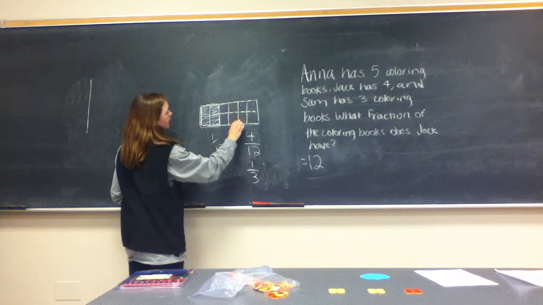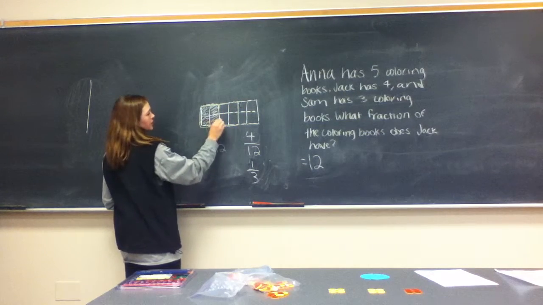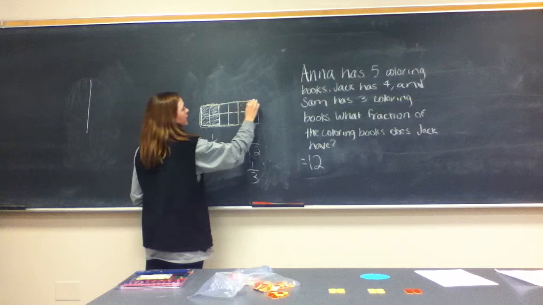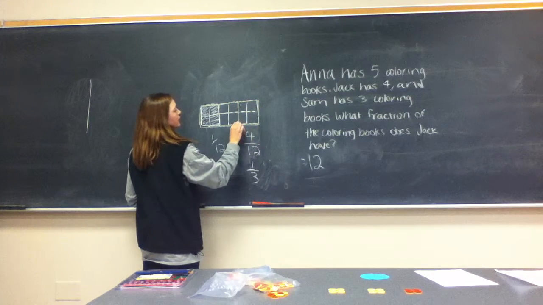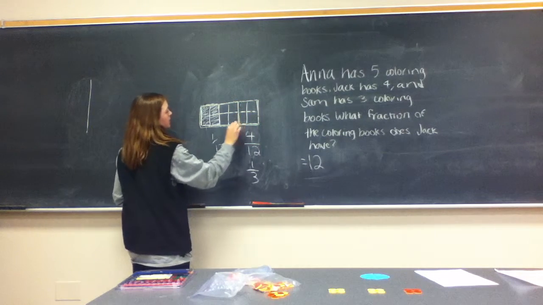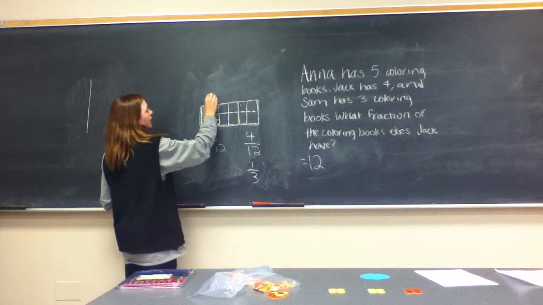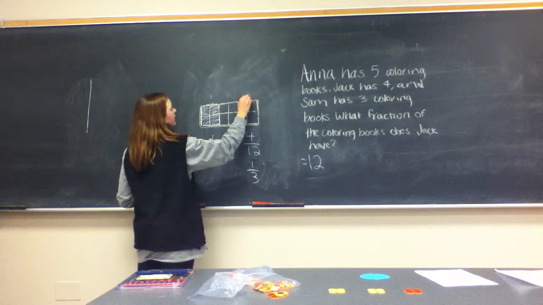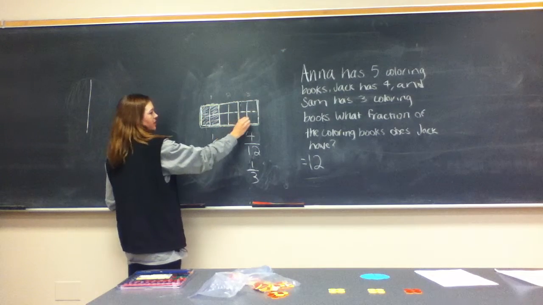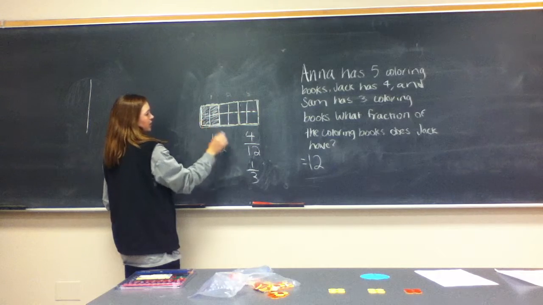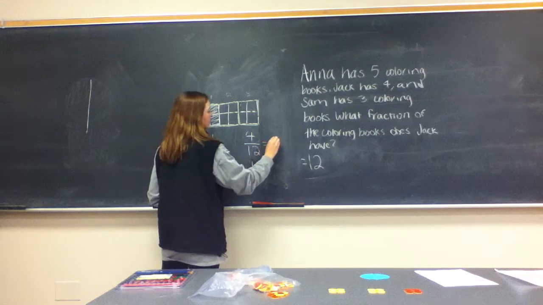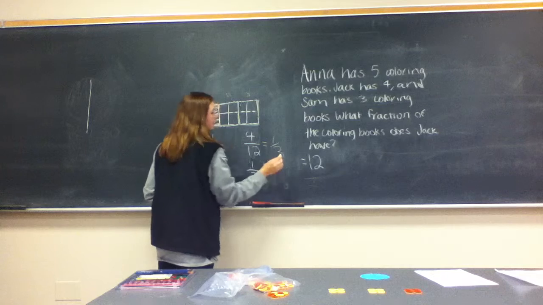And we can make another box with an area of 4. So these both have an area of 4. And then we can make one more. And so we can see that we have 1, 2, and 3 equal-sized areas of 4, and one of them is shaded in. So we know that 4/12 is equal to 1/3.